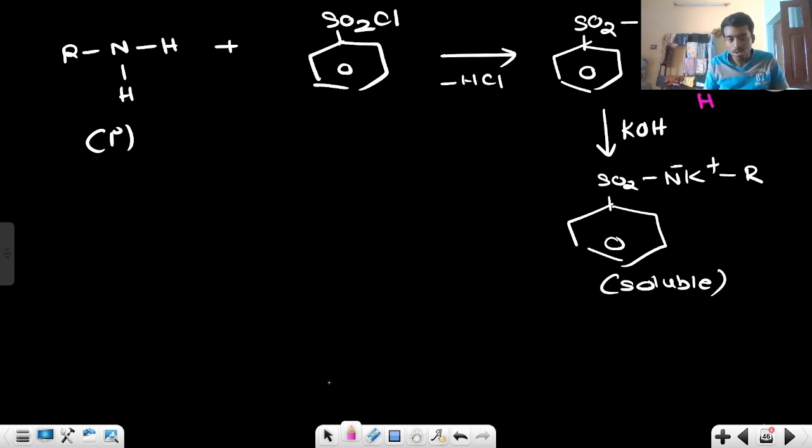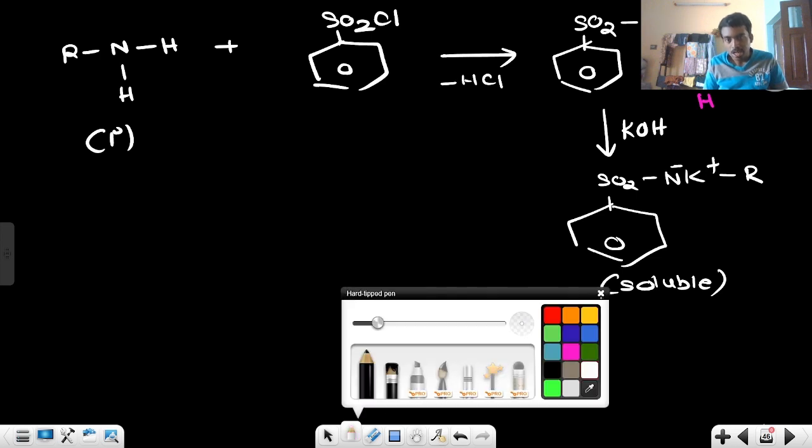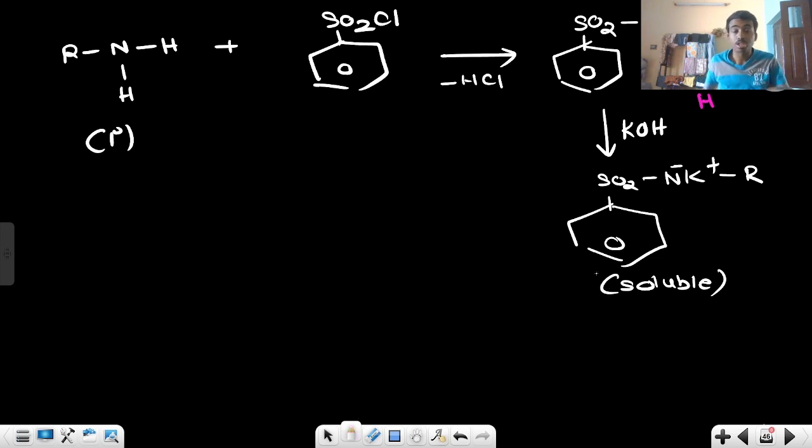Acidic hydrogen. Now how will you identify whether hydrogen is acidic or not? Acidic hydrogen means hydrogen is attached to a highly electronegative atom. Nitrogen is an electronegative atom. Right? So the hydrogen attached to nitrogen is going to be an acidic hydrogen. So this is going to be soluble in the alkali.